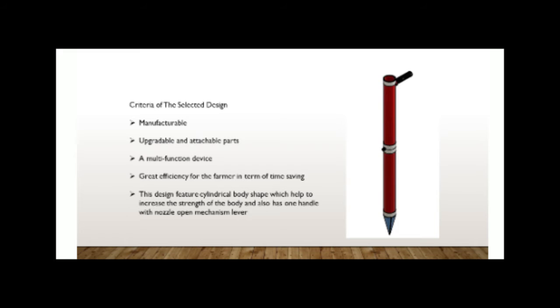For the product, we are also trying to upgrade the device available today into a multi-function device that may be used as a gruel as well. So by using this device, farmers may save their time and increase their production. The design features a cylindrical body shape, which helps to increase the strength of the body, and also has one handle with a nozzle open mechanism lever.